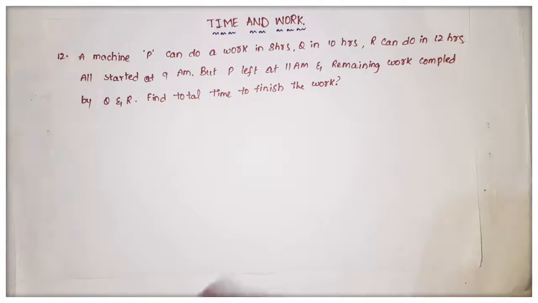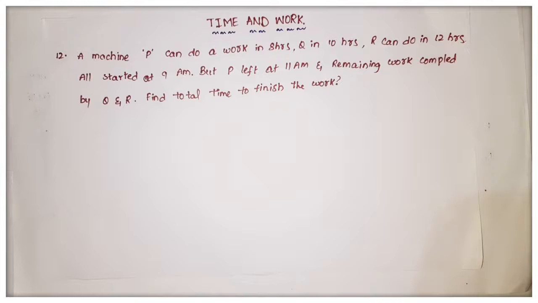A machine P can do a work in 8 hours, and Q can finish the same work in 10 hours, and R can finish the same work in 12 hours. All started at 9 am, but P left at 11 am. The remaining work was completed by Q and R together. Find the total time to finish the work.